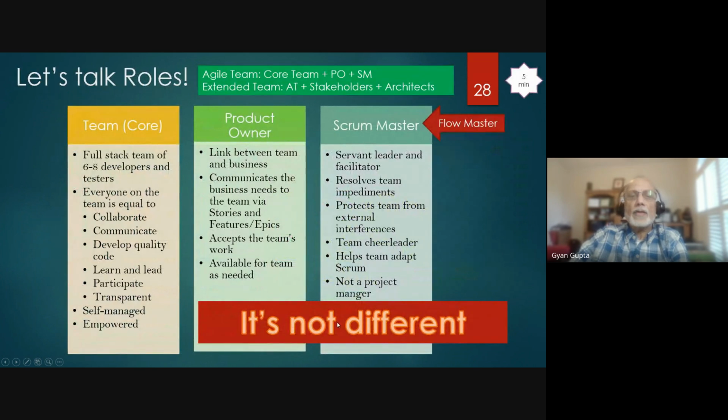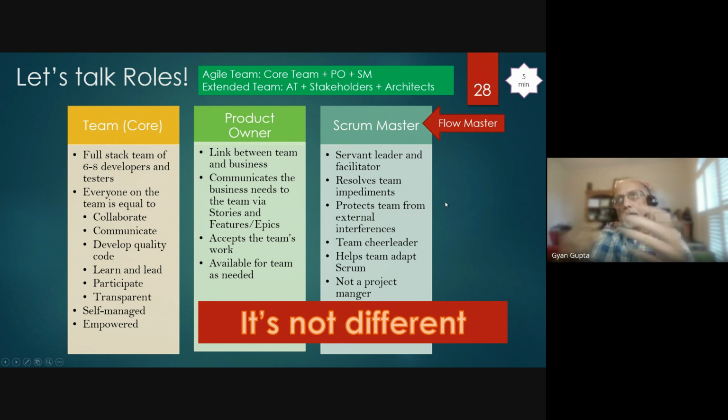All right. Now let's compare and contrast, right? You remember this from the past, right? With the team, remember the 3-4-5, right? The three roles. So team, product owner, Scrum master. This is not much different. You still have the same thing. The only thing is the fancy name for Scrum master now is the flow master. But the responsibility and what they need to do still stays the same. Okay, that has not changed.